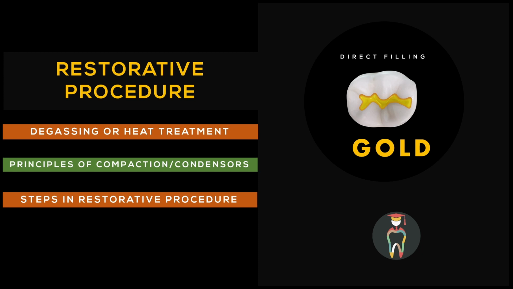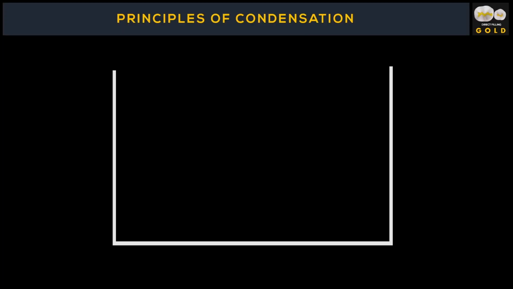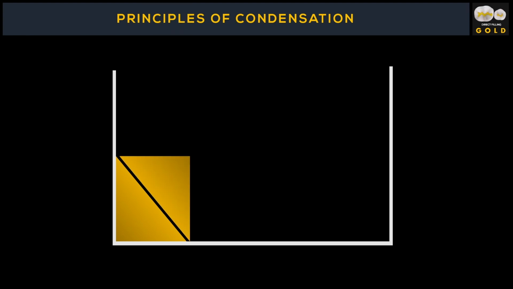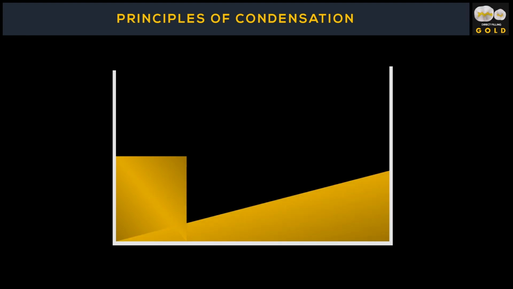The first and foremost important principle while doing a direct filling gold restoration is the first fragment has to be placed in the corner of the cavity preparation, and the force of application should be around 45 degrees to the fragment placed. So the fragment is placed in the corner of the cavity preparation and at 45 degrees the force is applied. Once the first increment is well compacted, the next increment is placed on top of the first compacted increment and a 90-degree force is applied so that cold welding will take place and both the first and the second increments will get fused together.